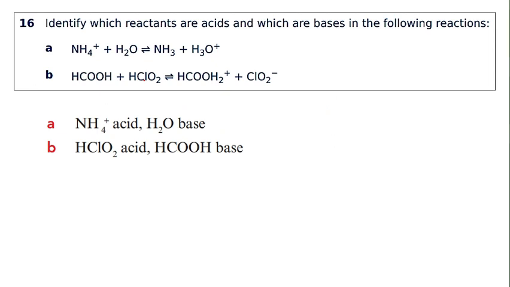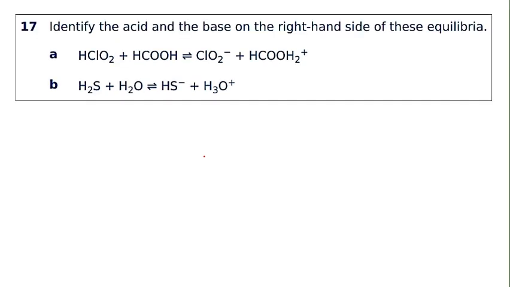So here is the solution. NH4+ will be acid, H2O will be base in the first one, and in the second, HClO2 will act as an acid and HCOOH will act as a base here. Question 17. Identify the acid and base but on the right side of these equilibria. Right side means on the product side we have to see which one is acid and which one is base.